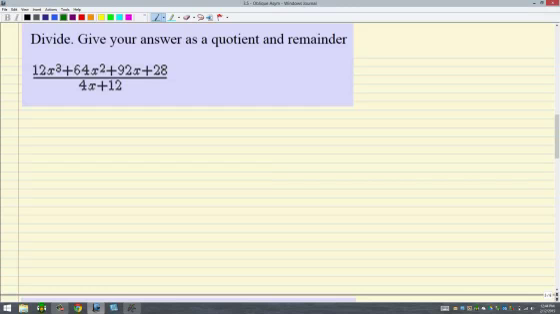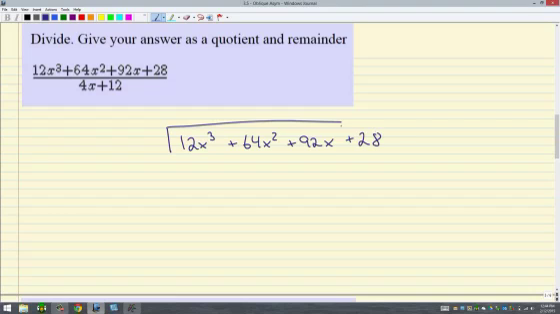Let's try this one. So again, we're going to go through this division of polynomials. In the box, we'll put 12x to the third plus 64x squared plus 92x plus 28. And outside, we'll put a 4x plus 12. And now, your focus is on just that lead term, that 4x. What do you have to multiply 4x by to get 12x to the third power? So I think we need a 3, and I think we need an x squared.